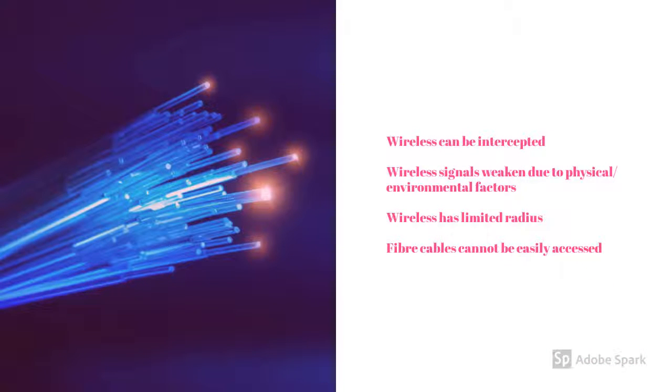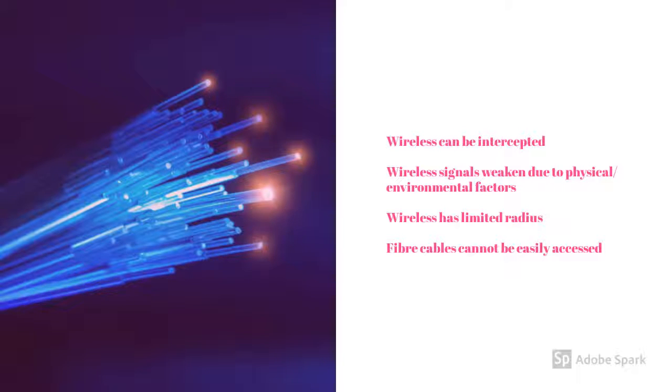Fiber optics is preferred over wireless networks for several reasons. Wireless transmission can be intercepted, but with fiber optics it is harder to intercept. Wireless signals can be weakened due to physical barriers or environmental conditions. Therefore, sensitive data may be corrupted. Fiber optics is far less susceptible to this.